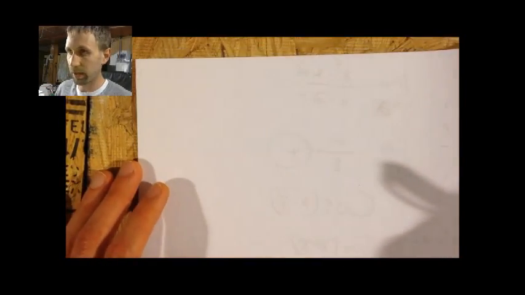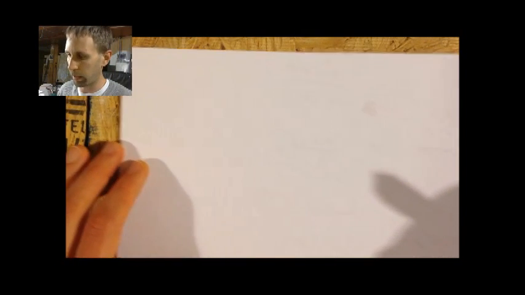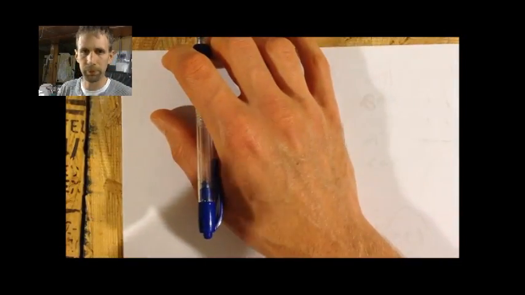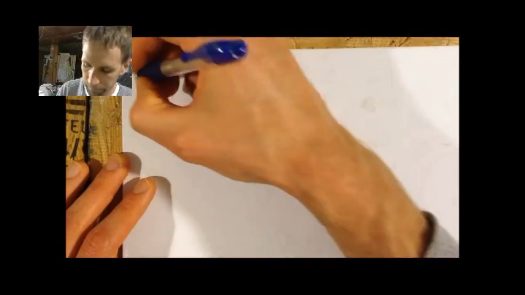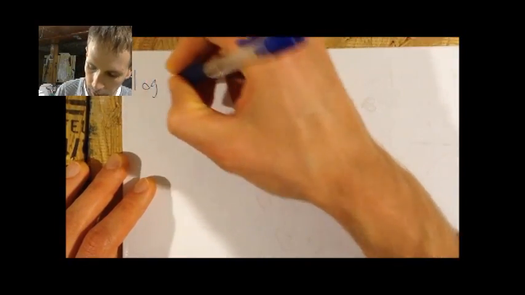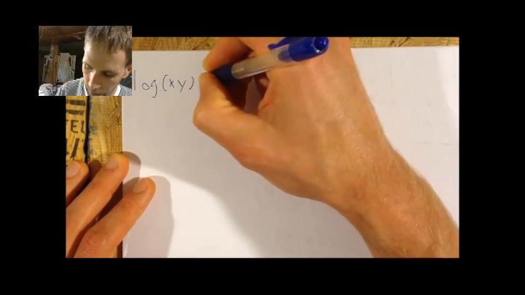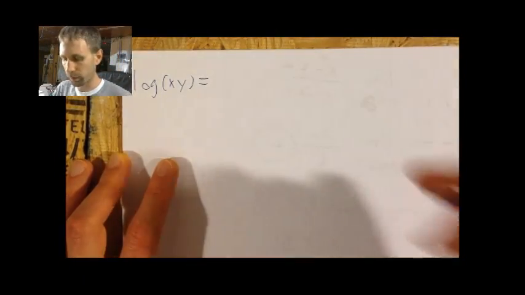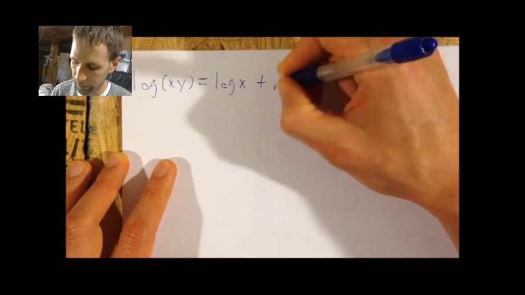There were 4 properties of logs that we use, on occasion, in solving log equations, or just simplifying log expressions and things like that. One of them is, if you have the log of any base, the log of a product, log of xy, that's equivalent to log x plus log y.